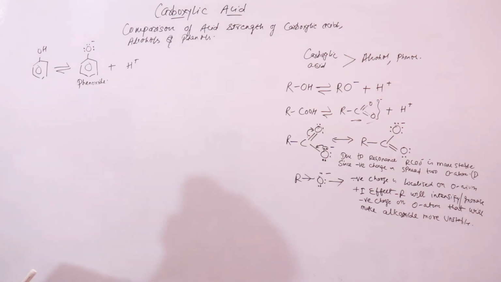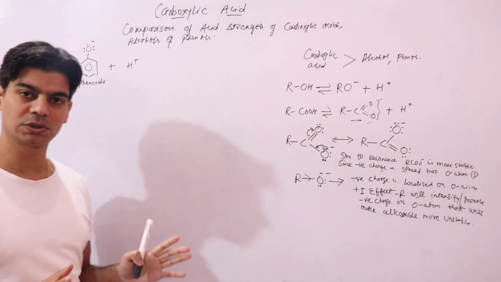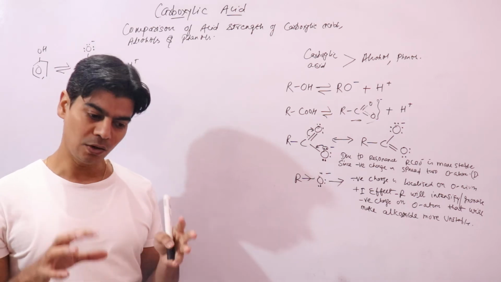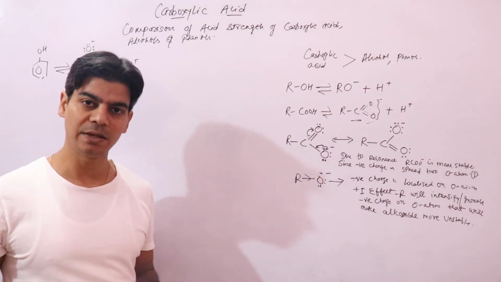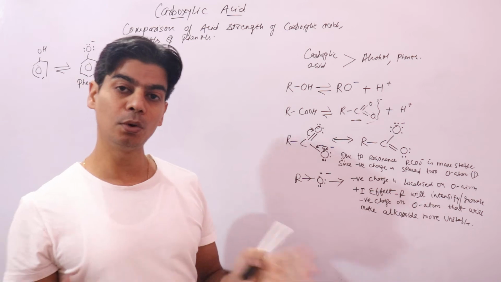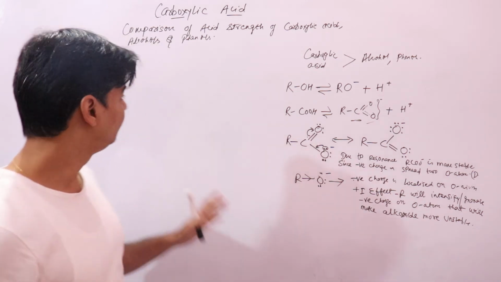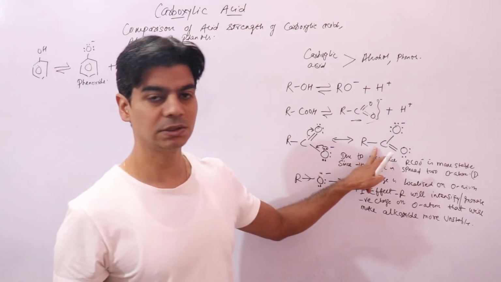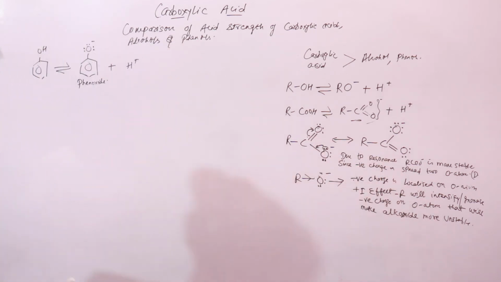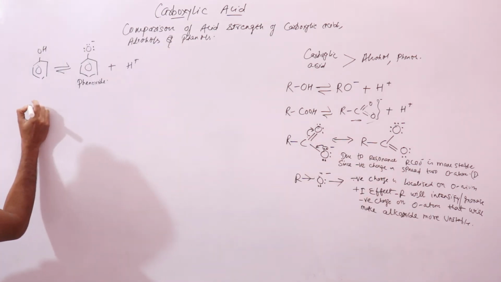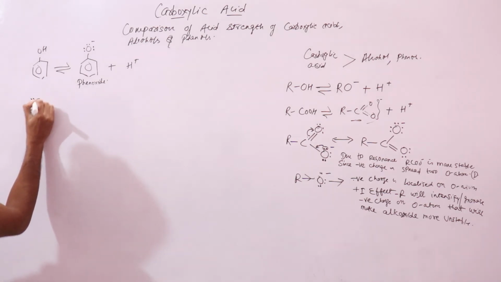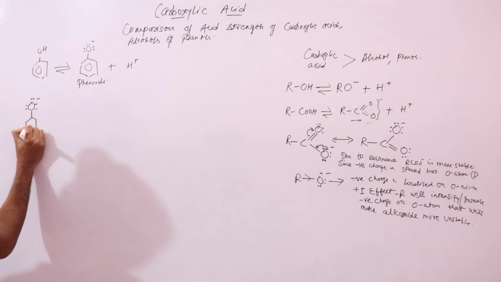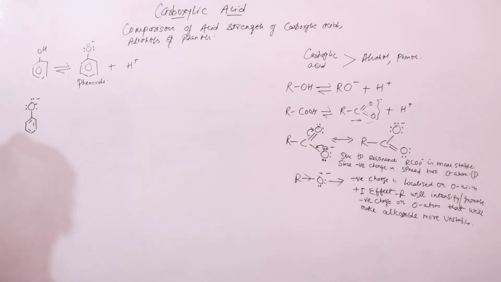So let's look at the resonance forms of phenoxide ion. That will help us understand why phenoxide is less stable than carboxylate ion, although both are stabilized by resonance. We have resonance in phenoxide, we have resonance in carboxylate ion. So let's draw the resonance forms. Just understand these resonance forms. These are important. This is your phenoxide ion.